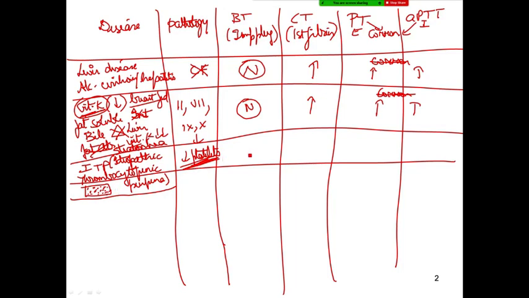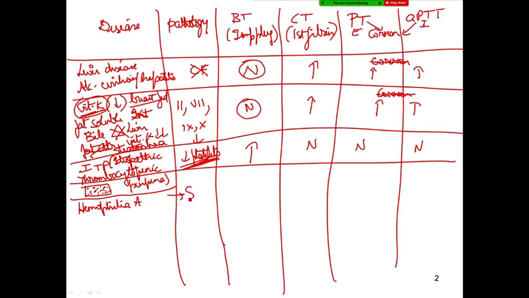So if platelets are less, what will happen to the plug formation? It is affected, so bleeding time will be prolonged. Clotting time is normal; everything else remains normal. Good. Next, what's hemophilia A?